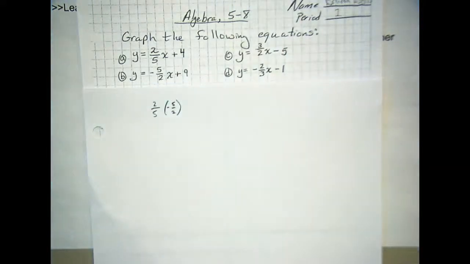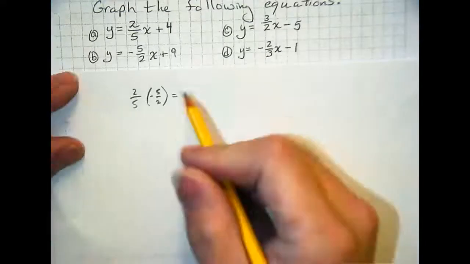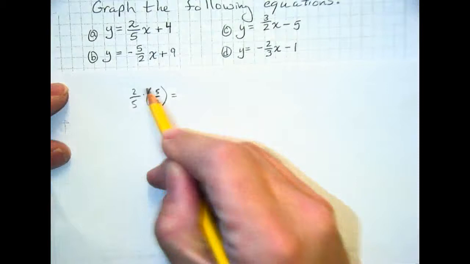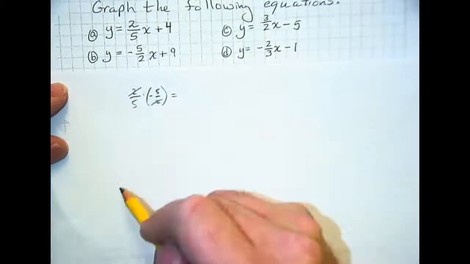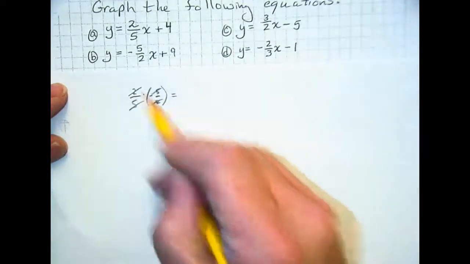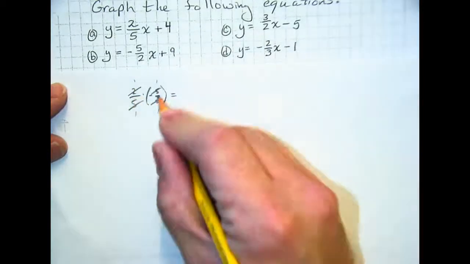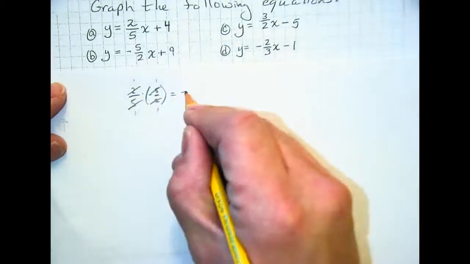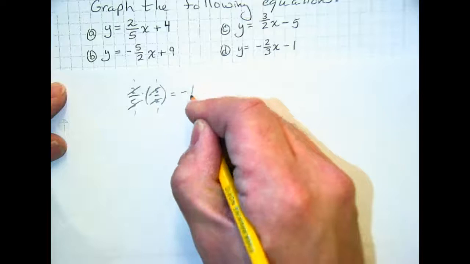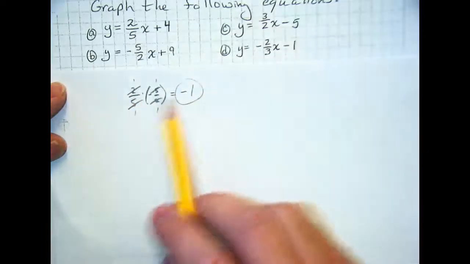When I multiply, we should be in the mode of cross-canceling now. 2 cancels 2. 5 cancels 5. Those just all become 1s. We have a positive times a negative, which is a negative. Negative 1 over 1, or negative 1. When the product of your slopes is negative 1, those are going to be perpendicular. That's another way to test that out.